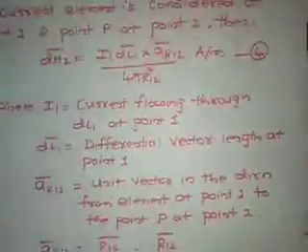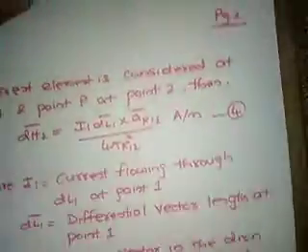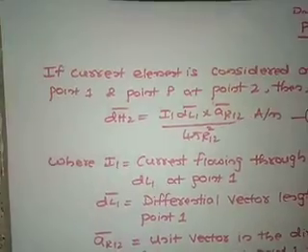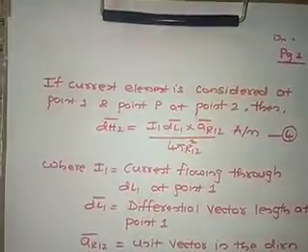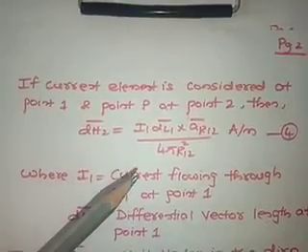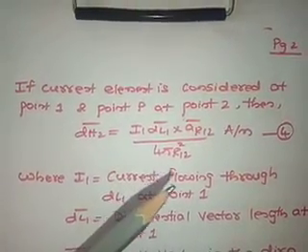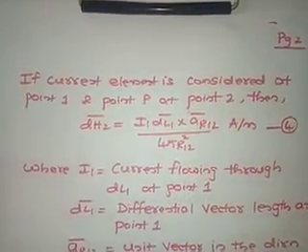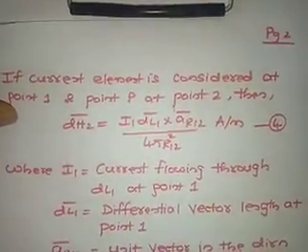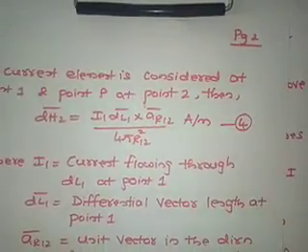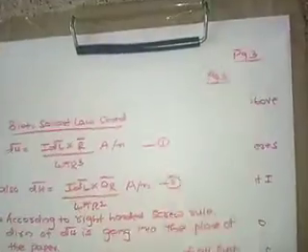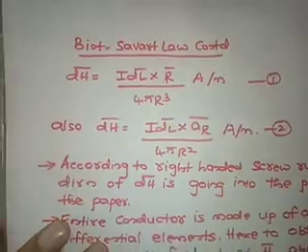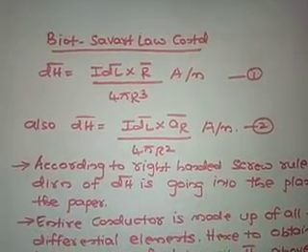If the current element is considered at point 1 and point P at point 2, then dH2 bar is given by I1 dL1 bar cross aR12 bar divided by 4 pi R12 square, ampere per meter. This is the equation, I dL1 bar cross aR12 bar. It is nothing but equation 2, the equation we considered in the beginning.